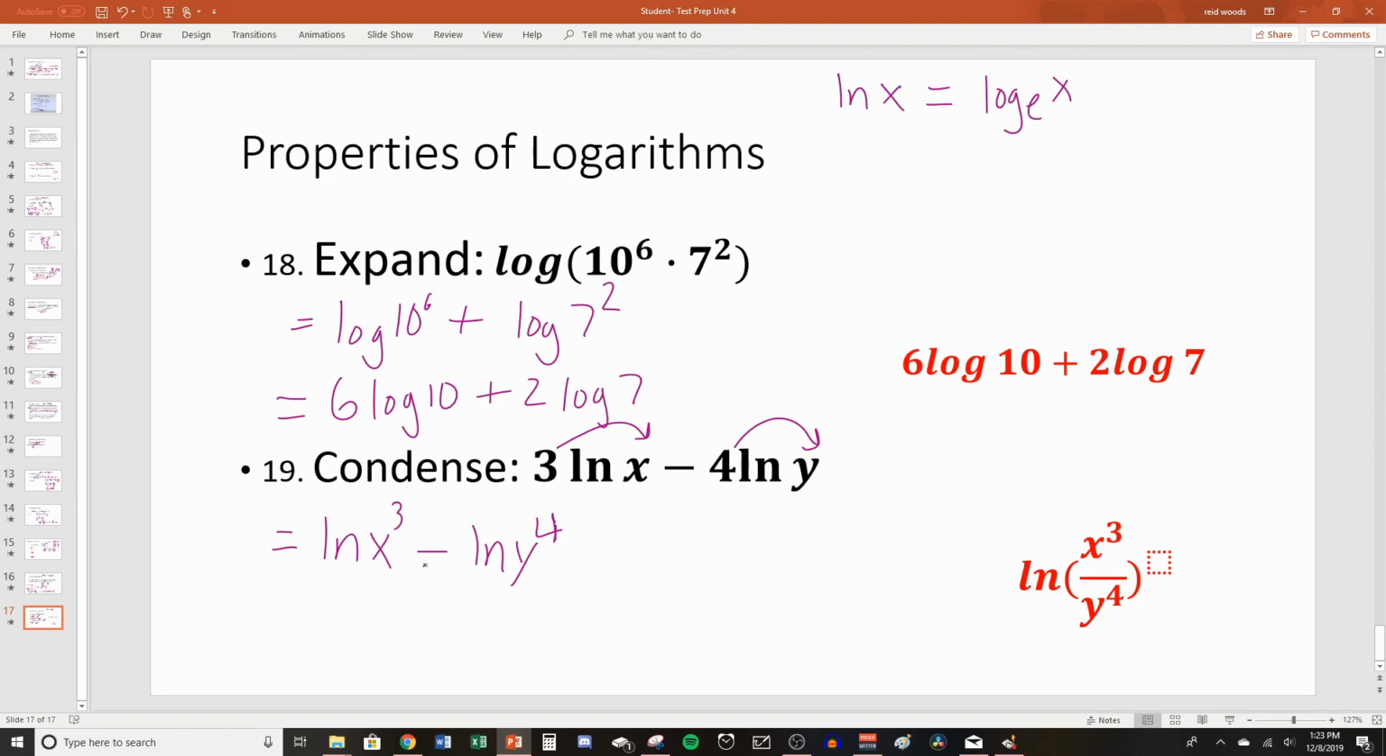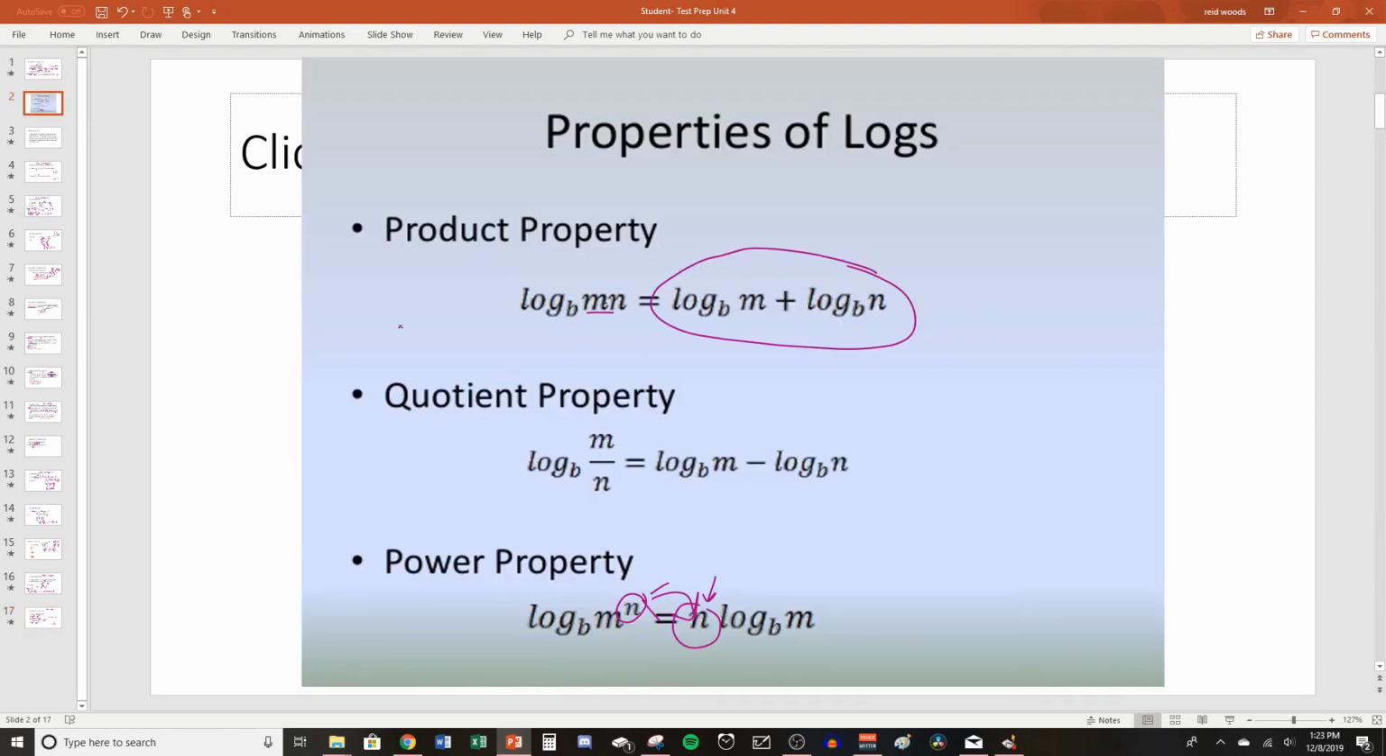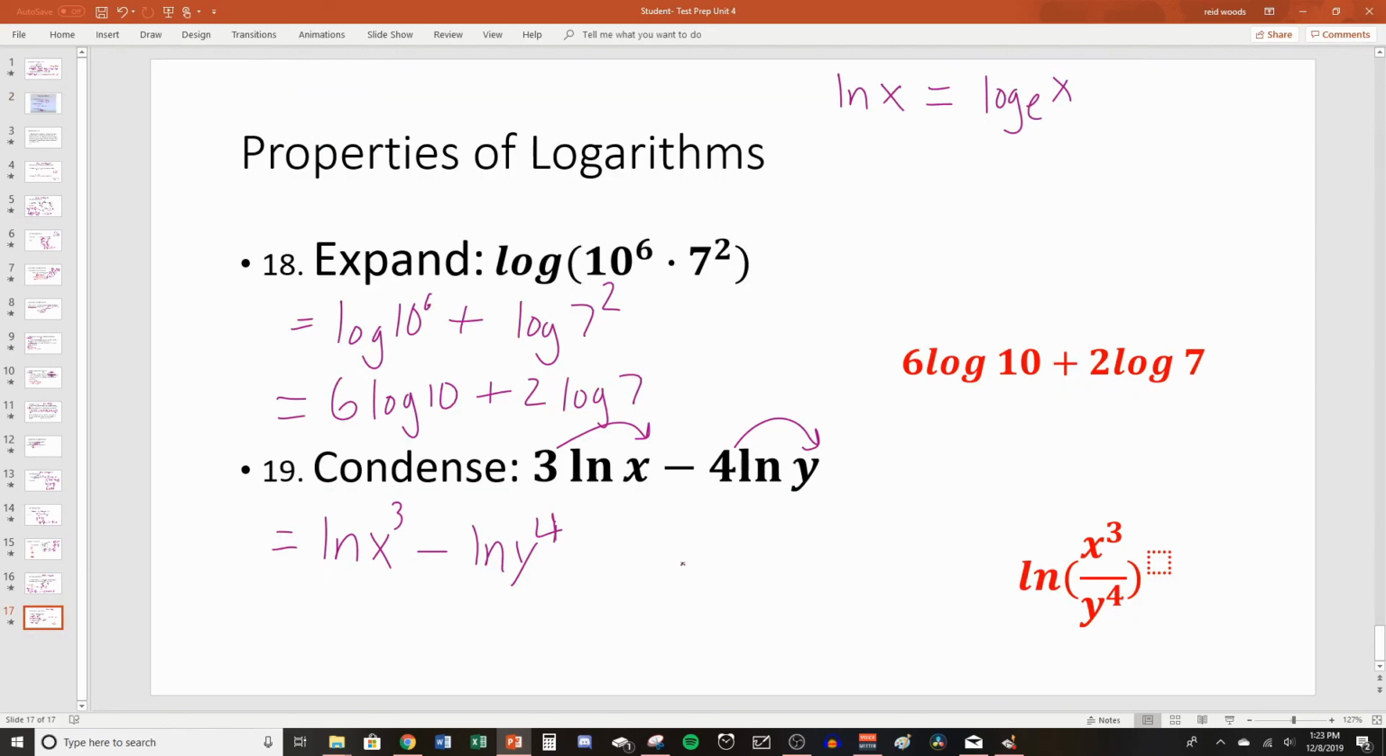Next, we see a subtraction symbol. We look at our rules. We are subtracting, which means it's the quotient property. So we need to take each value and put them into a fraction. Order does matter. The first number is going to go up top, the second value is going to go on the bottom. So this is how we're going to rewrite this: natural log, parentheses, x to the third over y to the fourth. And that's how we get our answer.